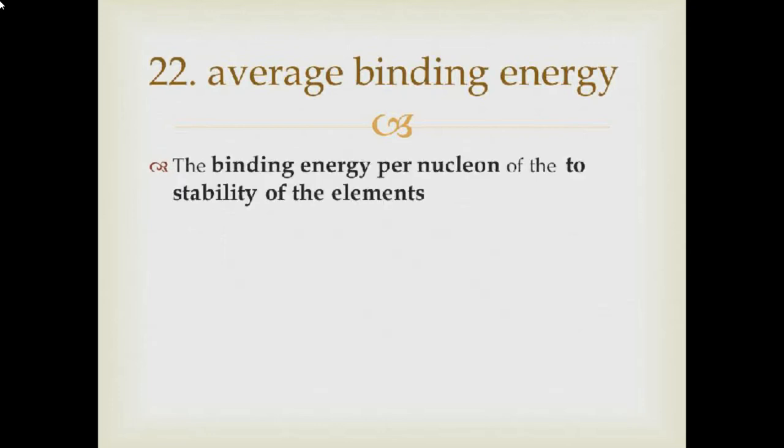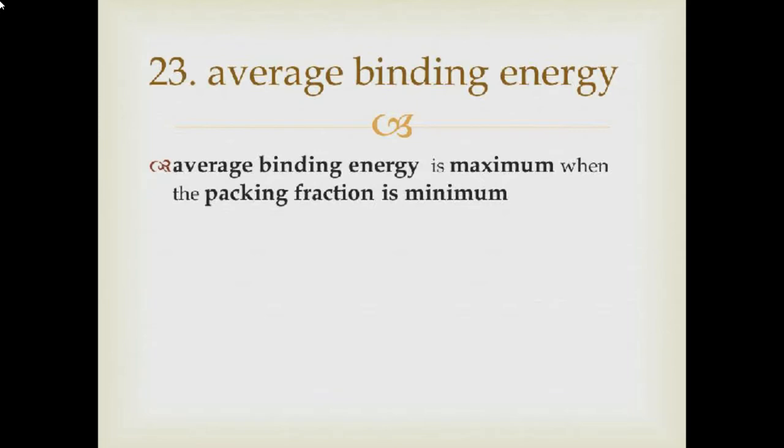The binding energy per nucleon of the nucleus relates to the stability of the element. It means the stability of the nucleus, whether it is stable or not, can be found with the help of binding energy per nucleon. So true or false based on this can be asked. Very important: average binding energy is maximum when packing fraction is minimum. True or false based on this can be asked. Average binding energy is maximum when packing fraction is minimum.